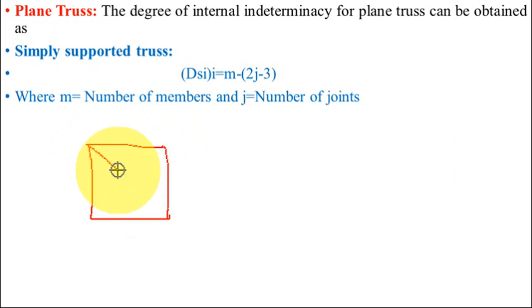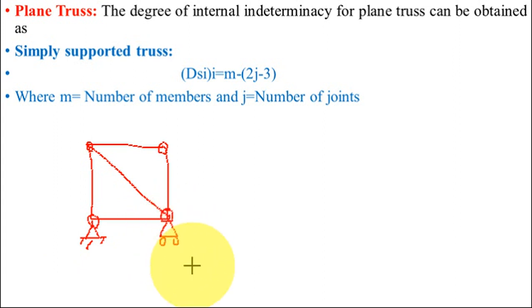Okay, this is a simple truss. How many joints are there? First, second, third and fourth. Let us assume a hinged support at the left-hand end and a roller at this end.